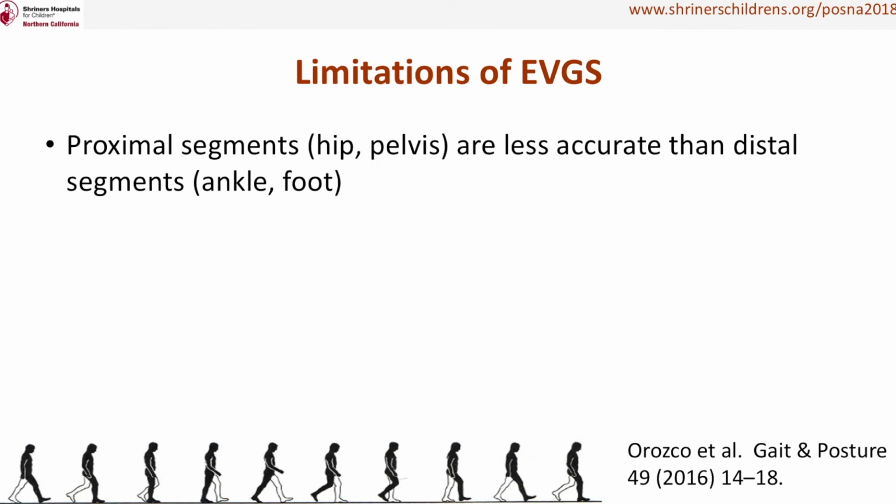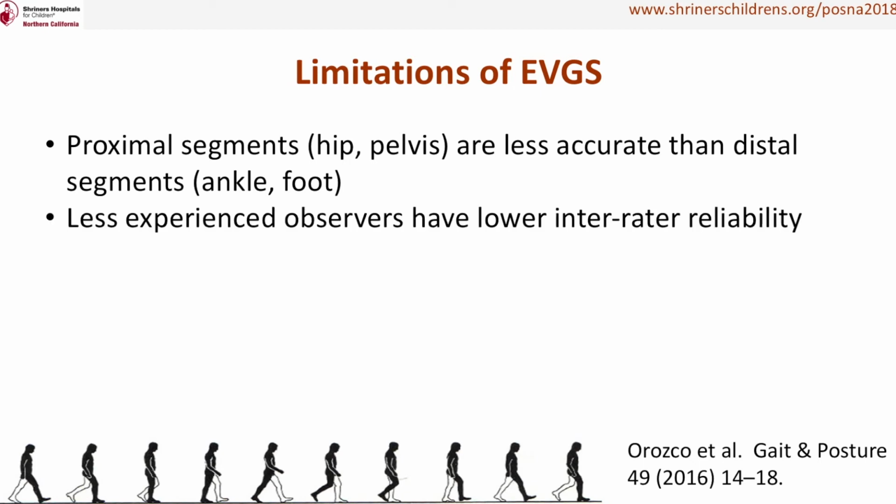While observational gait analysis does allow for objective scoring, it's not a replacement for three-dimensional gait analysis. A recent study at DuPont found that the EVGS had less reliability for the proximal anatomic segments, namely the hip and pelvis, compared with more distal segments such as the ankle or foot. This is likely due to the difficulty of assessing surface landmarks in these proximal segments. Less experienced observers also had less reliability.